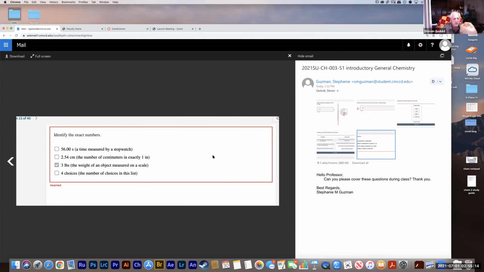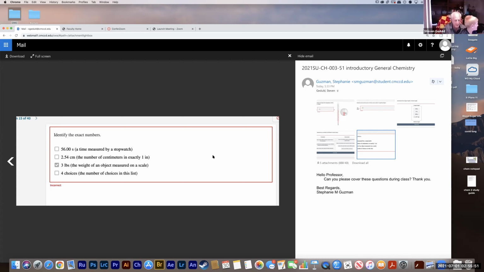Identify the exact numbers. 56.00 seconds. That's a measurement, right? That's not an exact number. The number of centimeters, that's an exact number. That's a conversion number. 1 inch is 2.54 centimeters, and that's not a measured value, just like the speed of light is 3.00 times 10 to the 8 meters per second. So the top one is a measured value, so it's not exact. The 2.54 centimeters is an exact number. That's what is in 1 inch. That's our conversion, not a measured value.